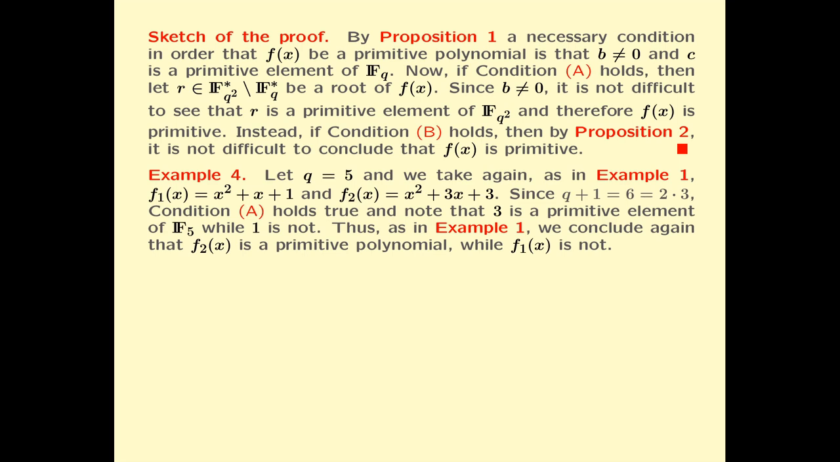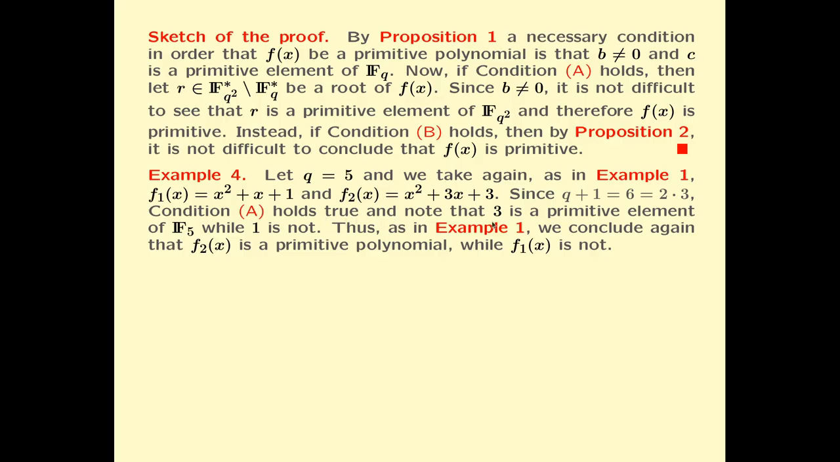Let q be equal to 5, and we take again, as in example 1, the same polynomials. Thus, we take f1 given by x² + x + 1, and f2 given by x² + 3x + 3. Since q + 1 is equal to 6, we see that condition A holds true in our characterization, and note that this constant coefficient is a primitive element in the finite field F5. Well, this constant coefficient is not, because it's 1. 1, of course, is not a primitive element. Thus, this constant coefficient is not a primitive one.